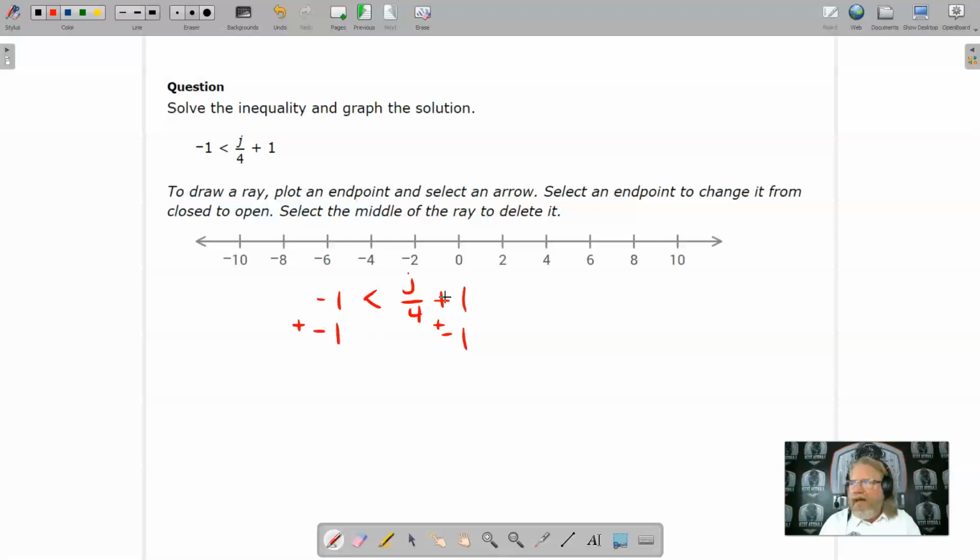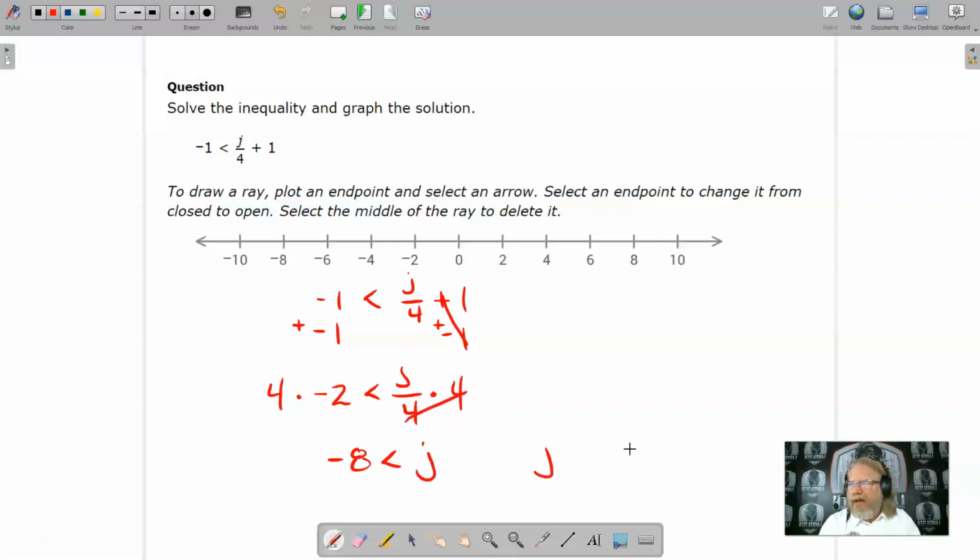The positive 1, negative 1 are going to cancel each other out. And negative 1 plus negative 1 is negative 2. It's still negative 2 since we did the last one. And J over 4. And now I need to multiply by 4 to get rid of this 4, right? And what I do to one side, I'm going to do to the other. And now 4 times negative 2 is negative 8. Keep my sign, and the 4's cancel, and I'm left with J.